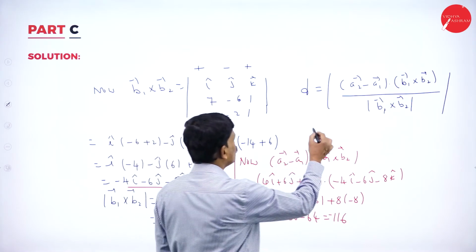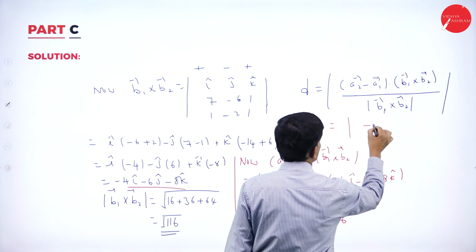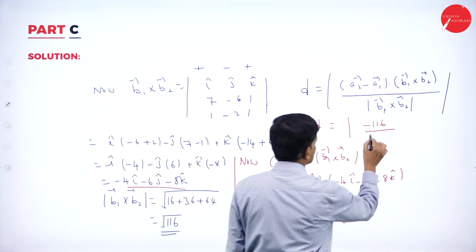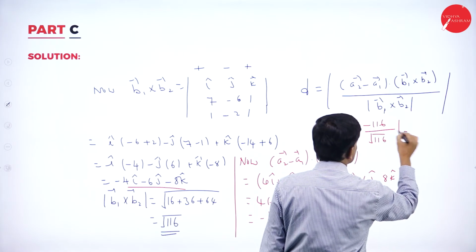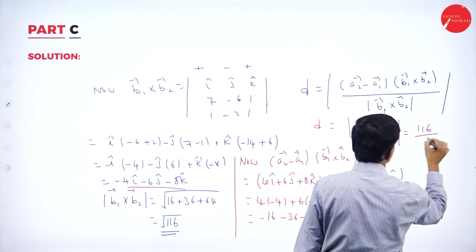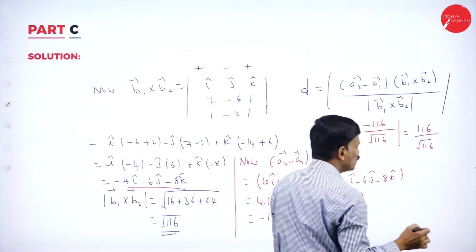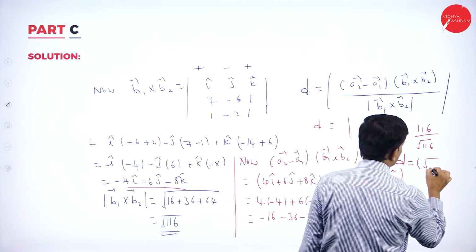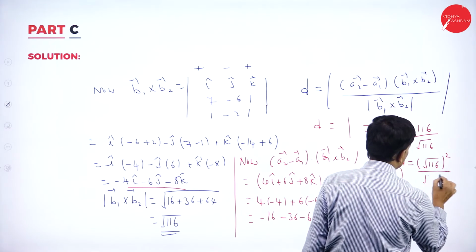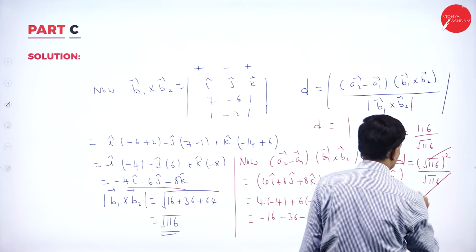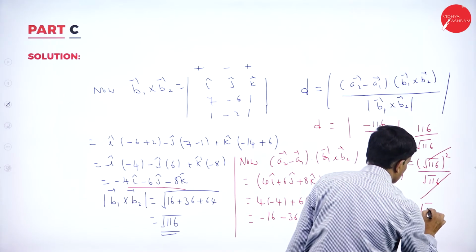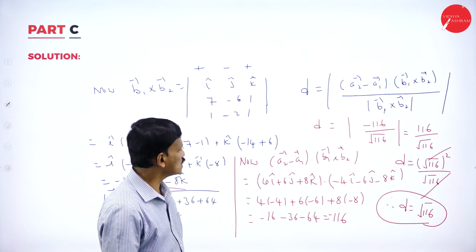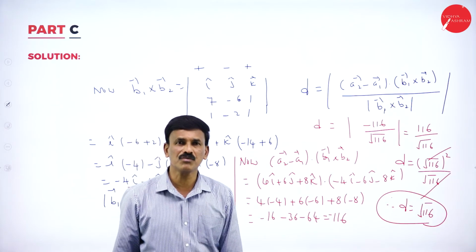Now substitute here. Therefore d is equal to mod of minus 116 divided by the magnitude, which is root of 116. Since this is a magnitude, you can cancel the negative sign. Otherwise you can also keep this as root of 116 whole squared divided by root of 116. One term gets cancelled. Therefore d is equal to root of 116. So the distance between the two lines is given by d equal to square root of 116.